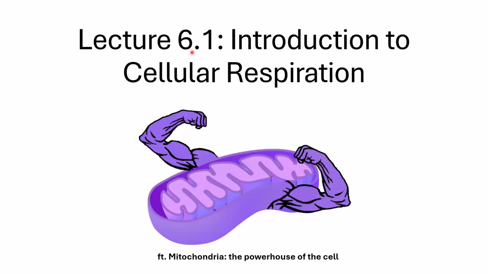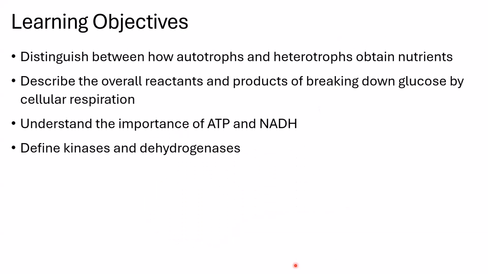Welcome to Lecture 6.1, in which we will provide an overview of cellular respiration before going into further detail in the next few videos. Our learning objectives for this video are to distinguish between autotrophs and heterotrophs and how they obtain nutrients, describe the overall reactants and products in the process of breaking down glucose by cellular respiration, understand the importance of ATP and NADH, and learn about kinases and dehydrogenases, two enzymes that play important roles in cellular respiration.